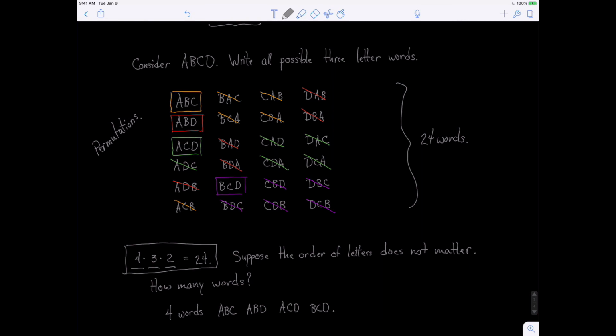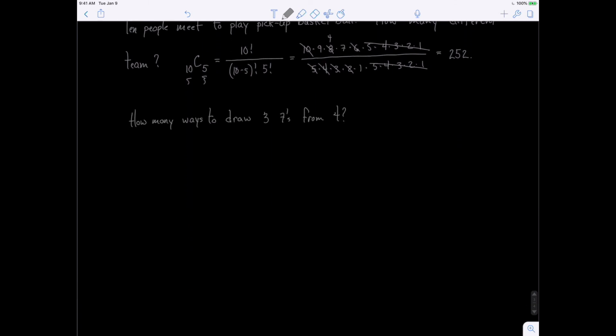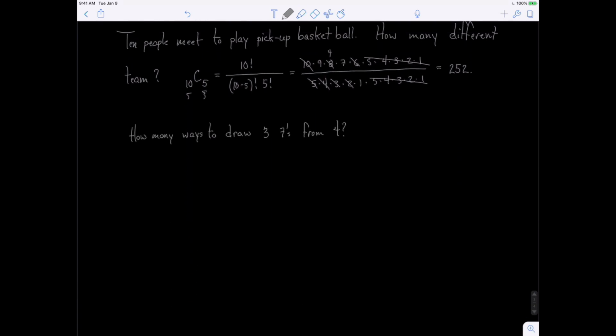Hopefully I said those correctly, but all you wanted is any group of 3 of those, and the order of the sevens doesn't matter. And so the answer to that is exactly the same as how many words from A, B, C, D if order doesn't matter.